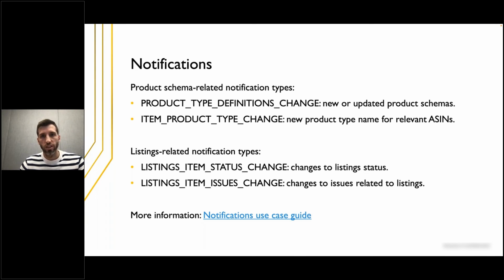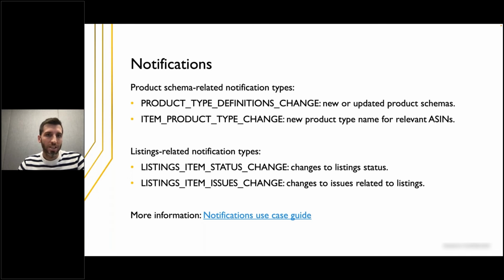So whenever there is a new version, for example, for a schema that you use, you can get this notification from Amazon, and you can go ahead, start mapping the new attributes, for example, in case there are any. So you don't need to wait until something fails later on.